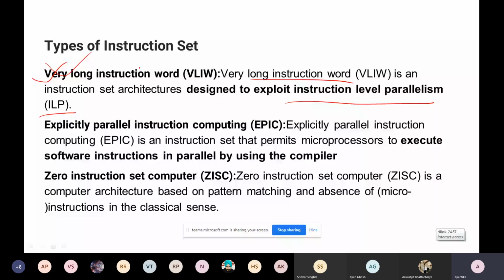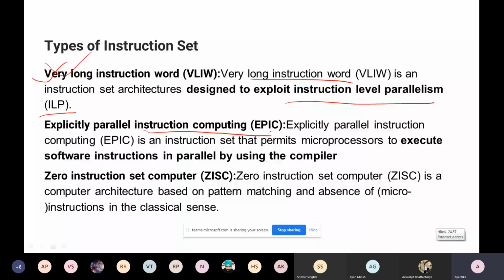Okay. Then explicitly parallel instruction computing. That means you have a compiler that is explicitly supporting some amount of parallelism, and when you are implementing this type of parallelism, you are not thinking about the backend hardware.